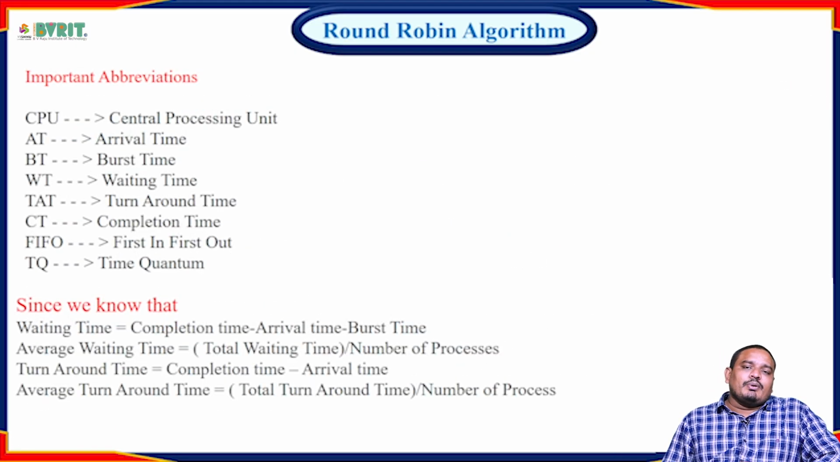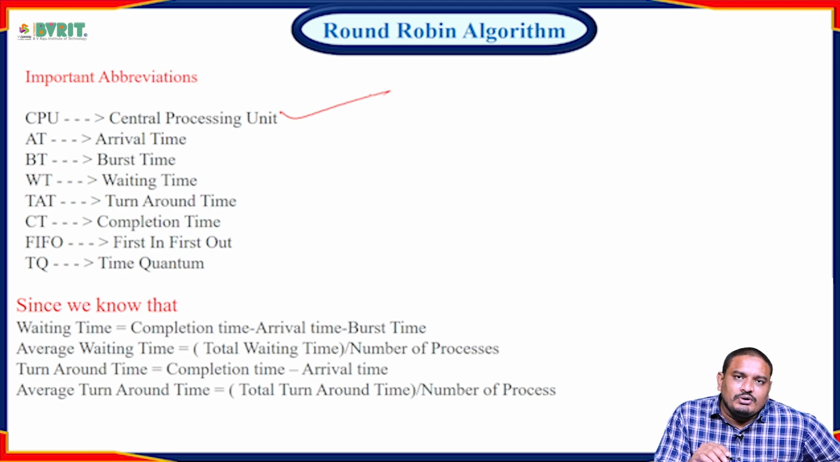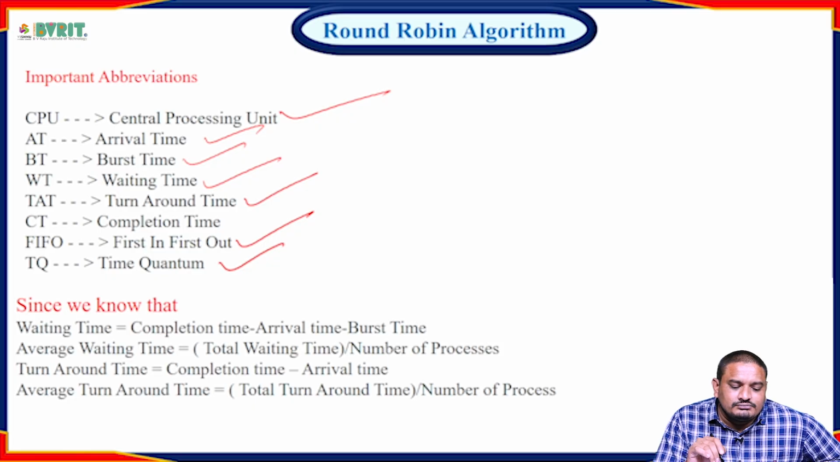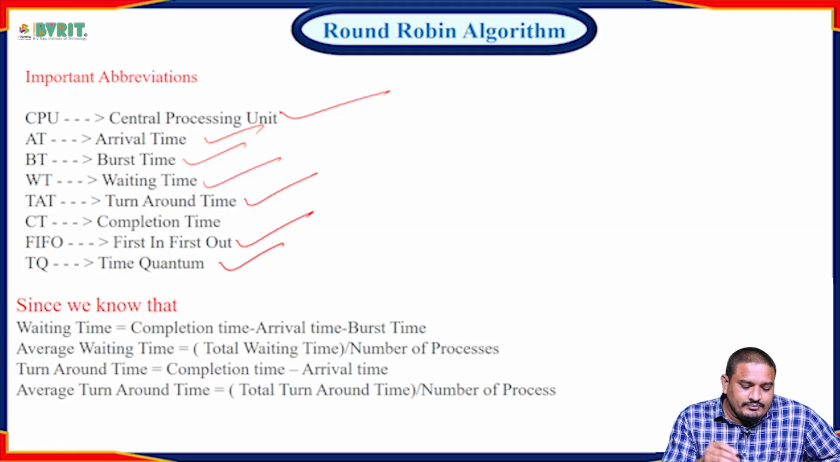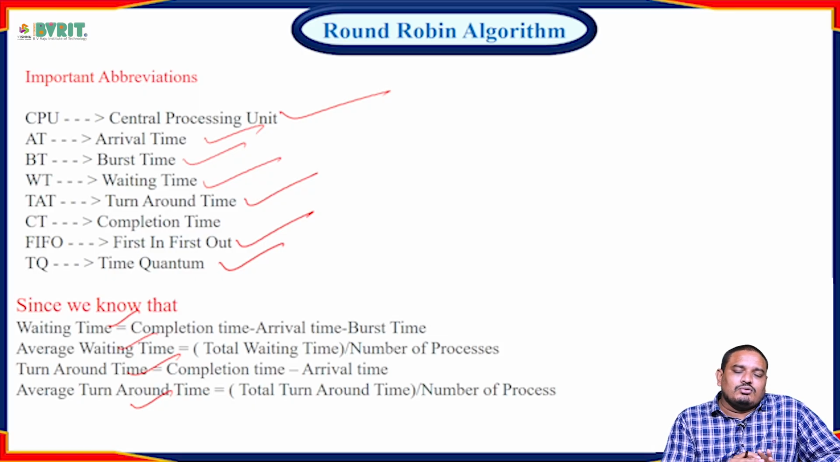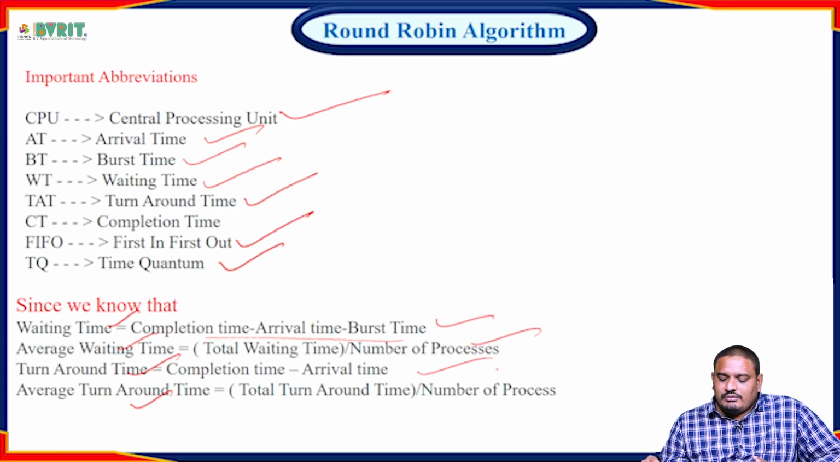After that, there are some important notations in the round robin algorithm. CPU means central processing unit. AT is called arrival time. BT is called burst time. WT is called waiting time. TAT is called turnaround time. FIFO is called first in, first out. TQ is the time quantum. These are the notations used while solving the problems. While solving the problems, we have to find the waiting time, average waiting time, turnaround time, and average turnaround time. These four we have to solve using these equations.